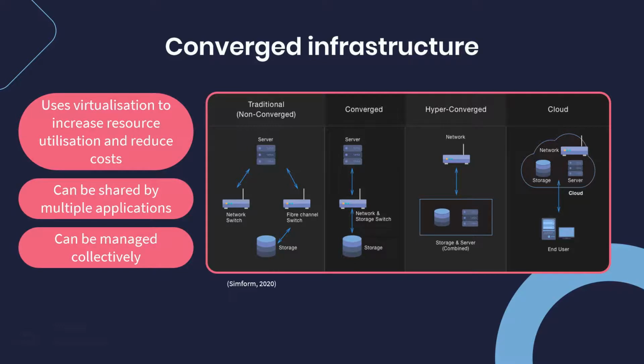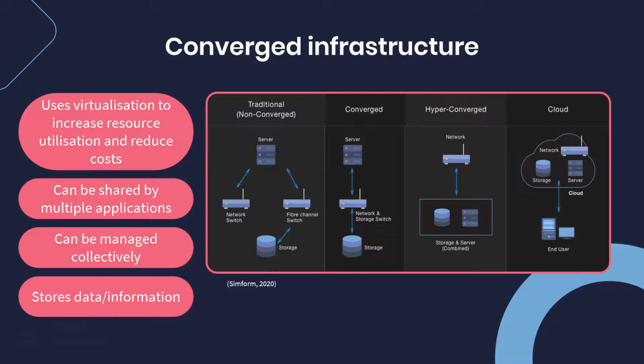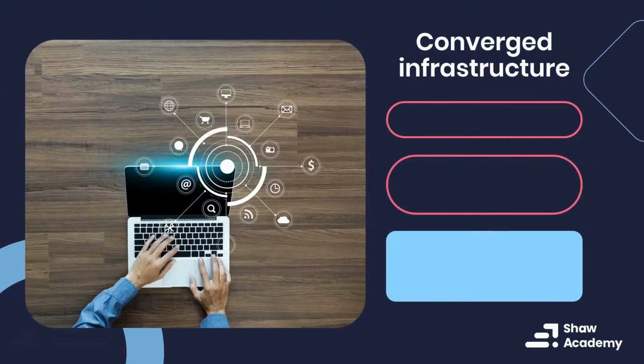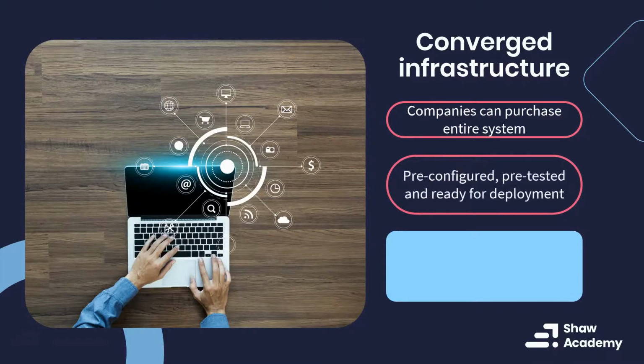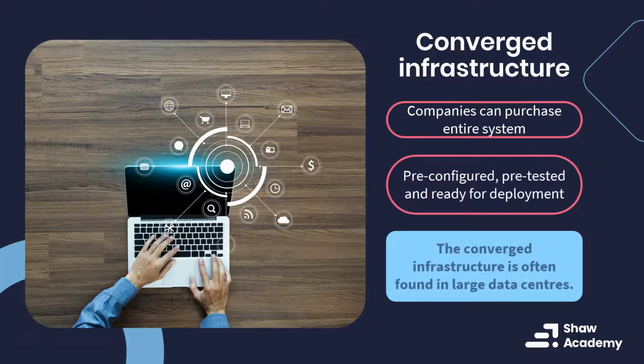You will see illustrations of storage in a hyper-converged and cloud-based infrastructure as well, but a little bit more on that just now. In most cases, companies usually purchase the entire converged infrastructure system rather than buying the hardware and software components independently from suppliers. This is pre-configured and pre-tested and ready for deployment. The converged infrastructure is often found in big data centers.